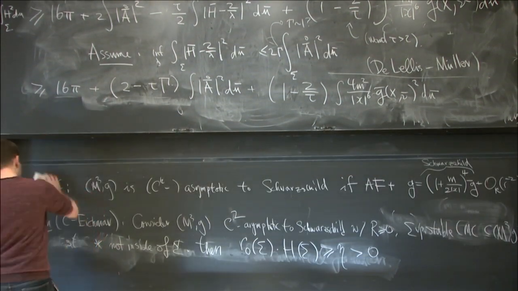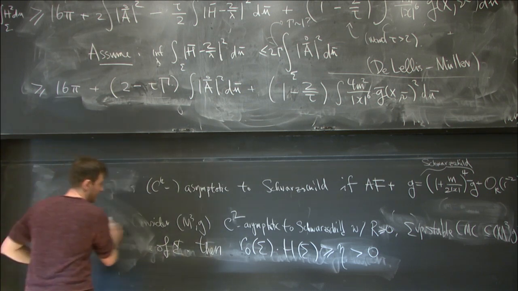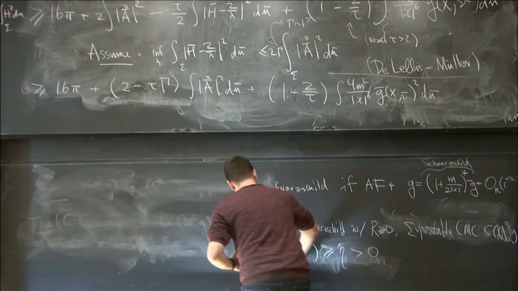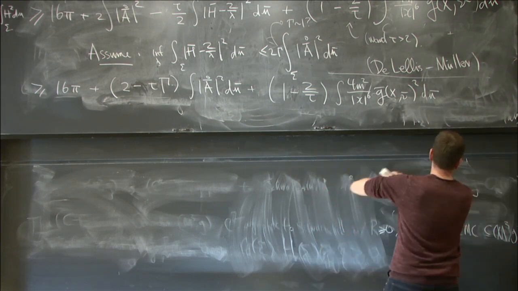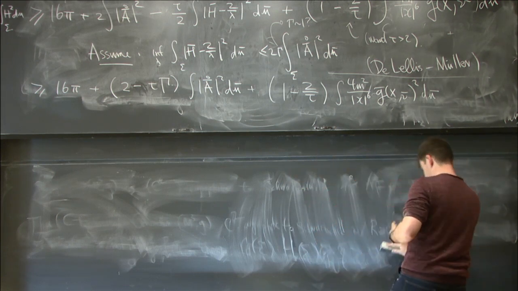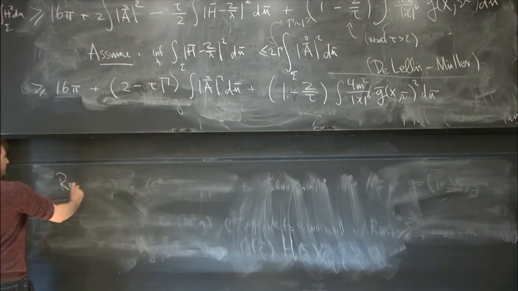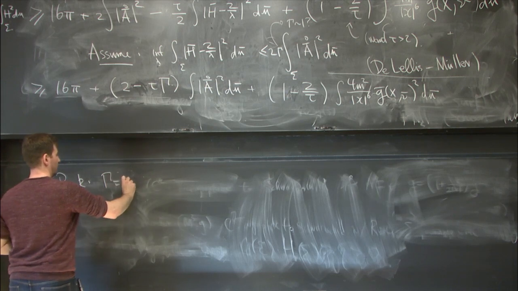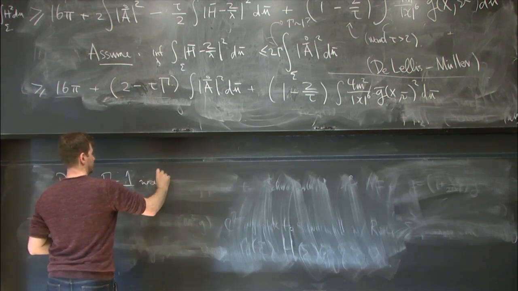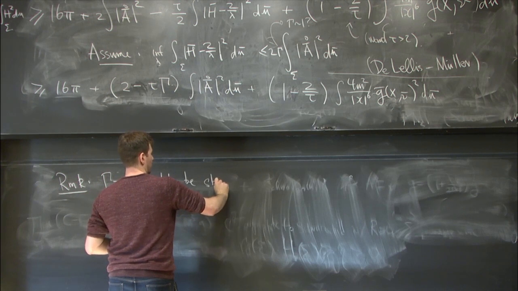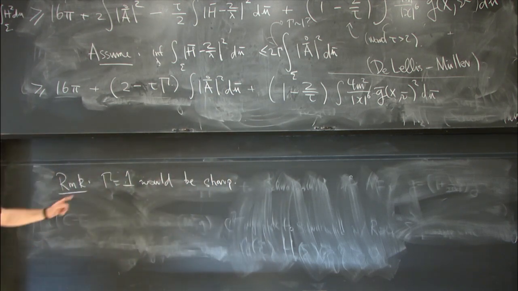So first of all, you can prove that gamma equals 1 would be sharp. So if you try to take gamma less than 1, the inequality is false. So you should be quite worried because there's not very much room, right?